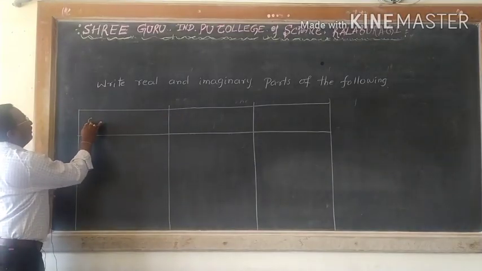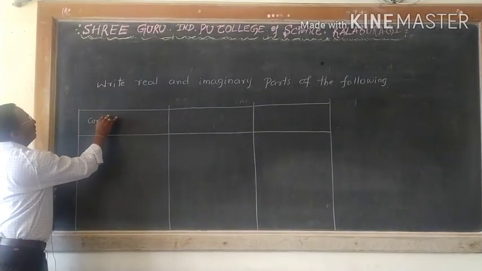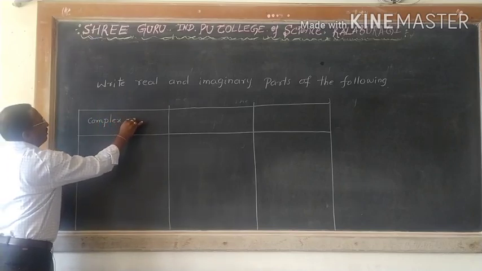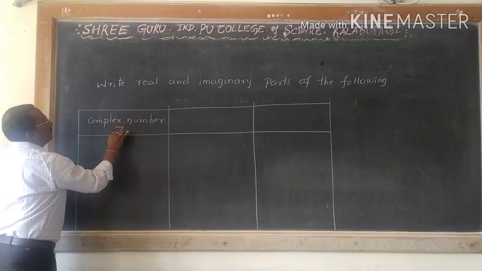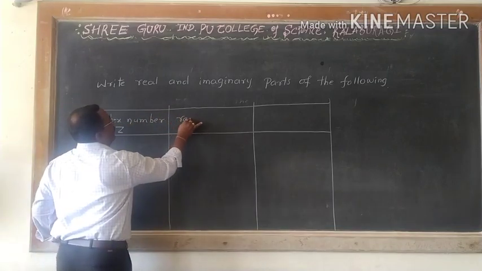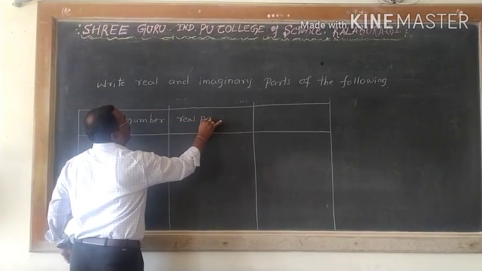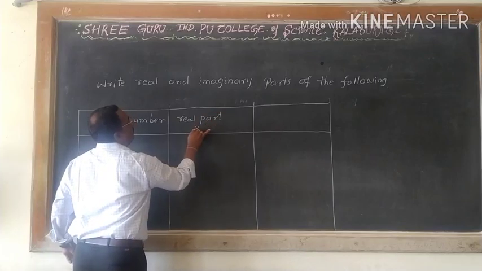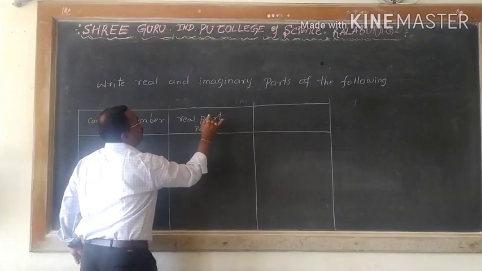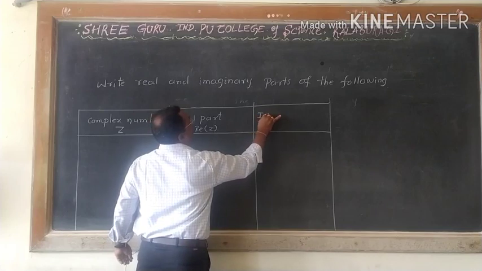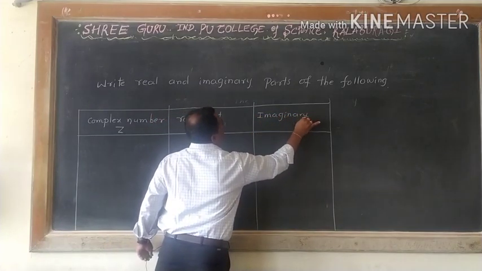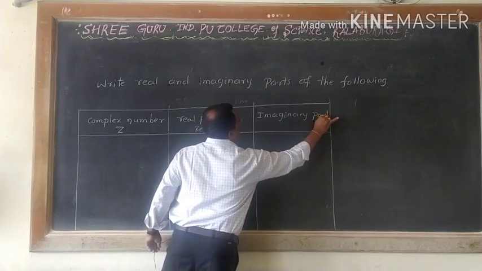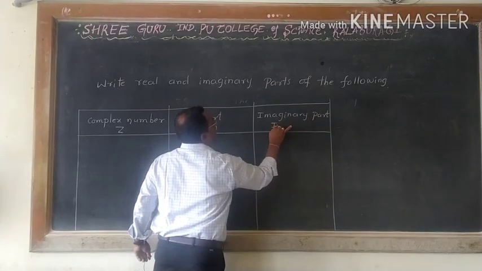Here complex number z, real part Re of z, imaginary part Im of z.